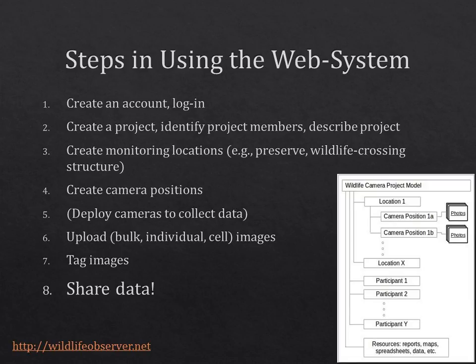You then create a project, which is essentially a reflection of your project that you are running in the field with camera traps. You identify the project members, and those might be people who have the same responsibility as you, or might be just there to identify the animals in pictures. And you give us a short description of the project. You then create monitoring locations, and these might be, for example, a whole preserve or part of a preserve or a wildlife crossing structure. You then create camera positions, and that is the exact spot on the ground where a camera was placed. You then deploy the cameras.